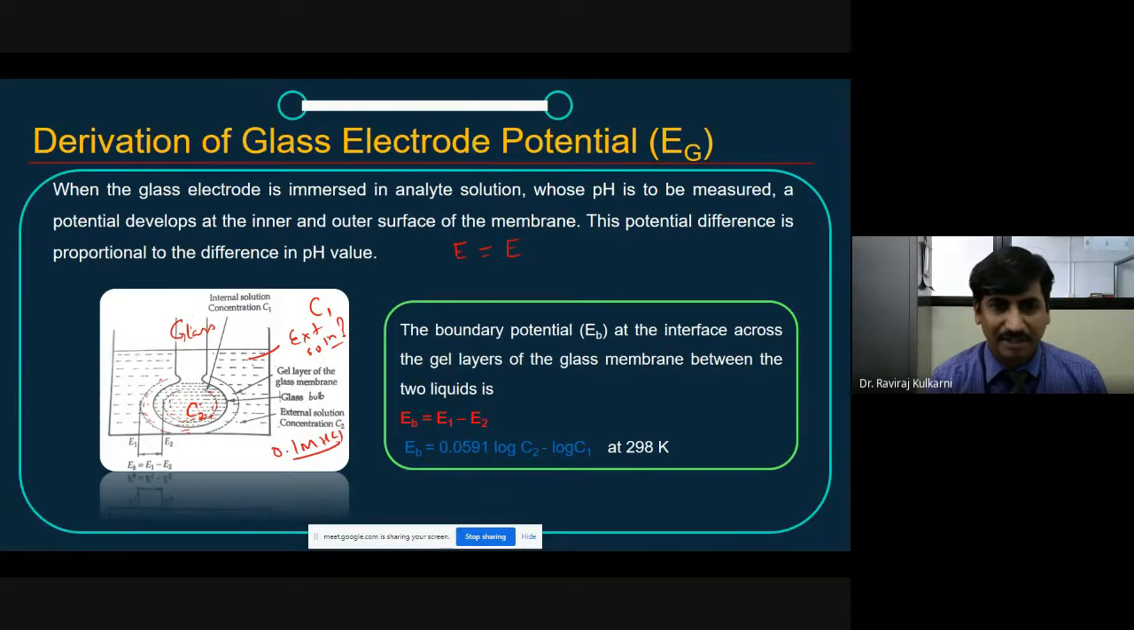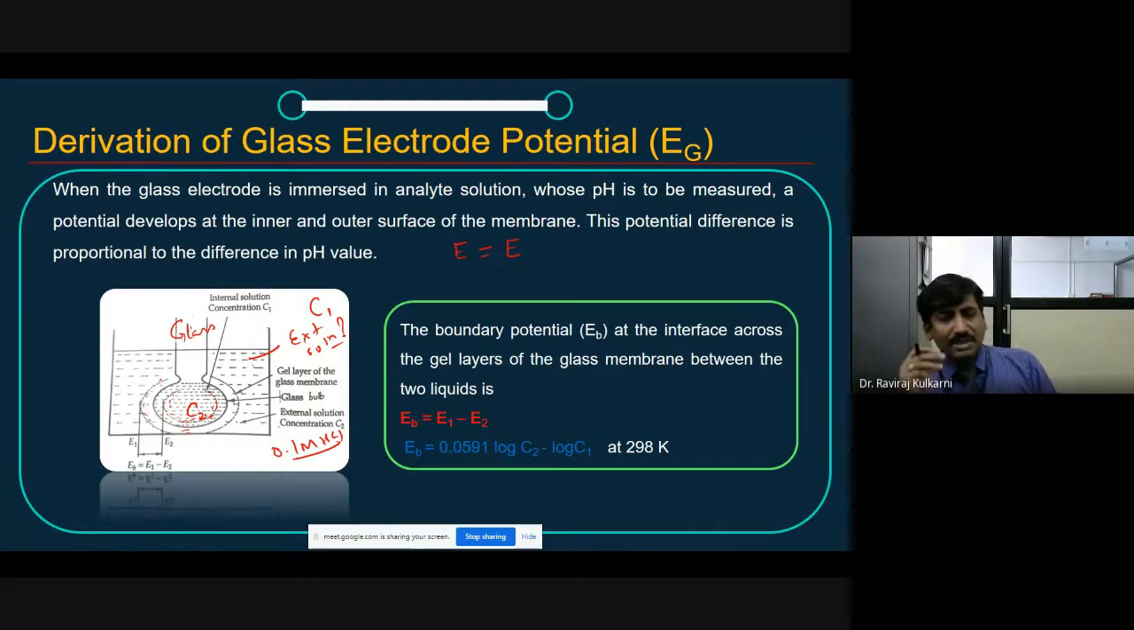So we call it boundary potential. See here what happens. The glass electrode develops a potential with respect to the internal solution, and also with respect to the external solution. How much potential it develops depends on the concentration of H plus ions. Suppose the concentration of H plus ions on either side of the membrane is the same: say inside it is 0.1 molar, and outside I'll also take 0.1 molar HCl.